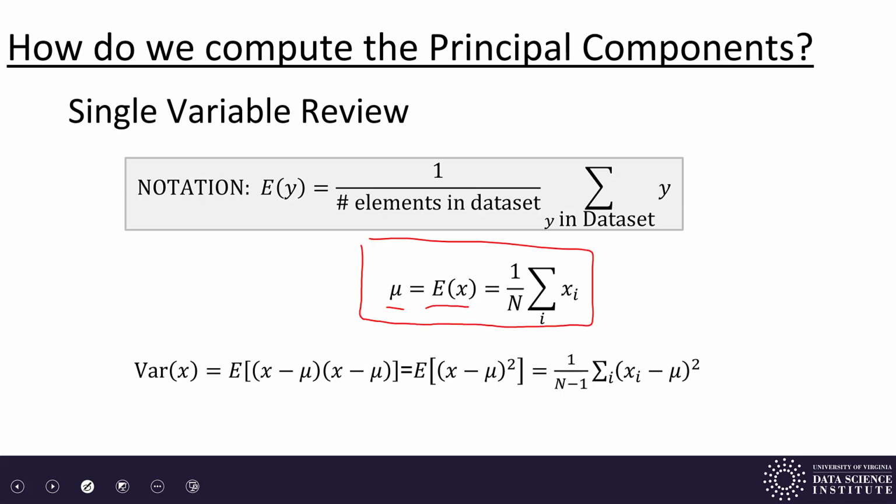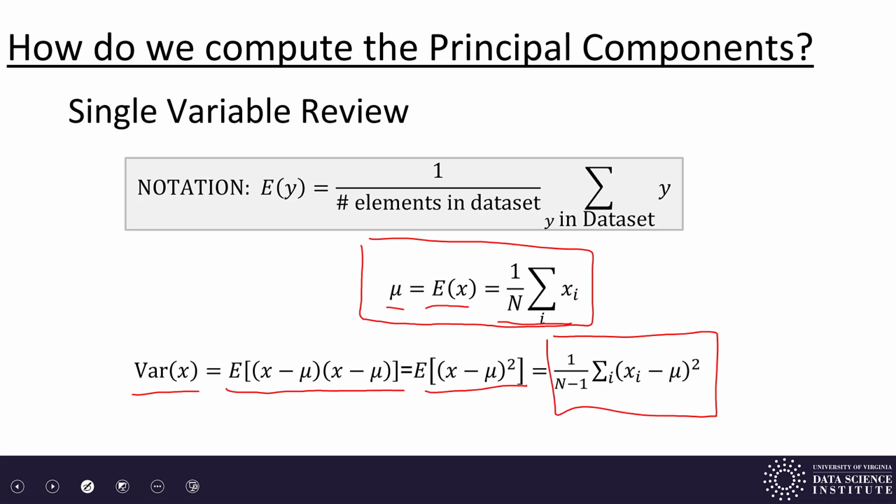Mean is the expected value of x, and so that's the standard formula for taking the mean or the average value in our data set. This is a single variable data set. The variance right here, it's the expected value of x minus the mean times x minus the mean. We usually write it just as x minus the mean squared, and then it's given by this standard formula for the variance that I'm sure you're familiar with.